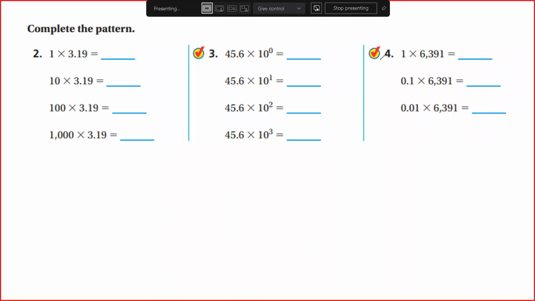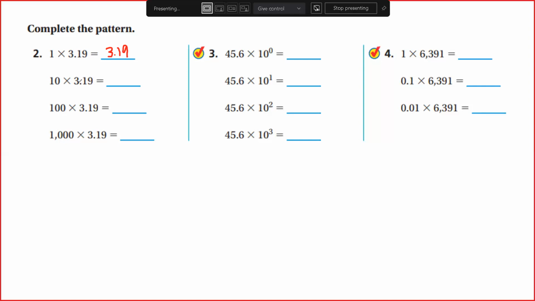Teacher, can I answer? Mariam Khaled. Yes, teacher. Yes, Mariam. 1 times 3.19. Yes, teacher. 1 times 3.19 is 3.19. So, yeah, it's going to be the same. But the second one now.